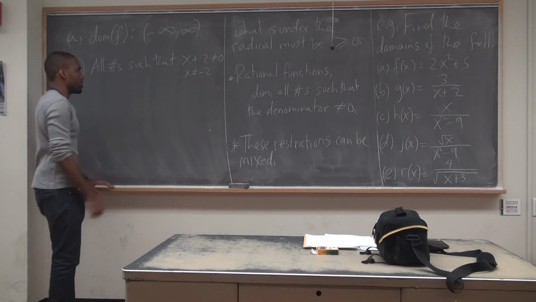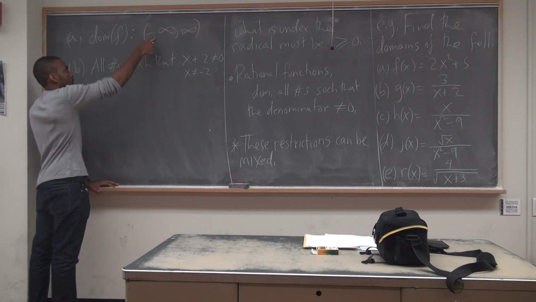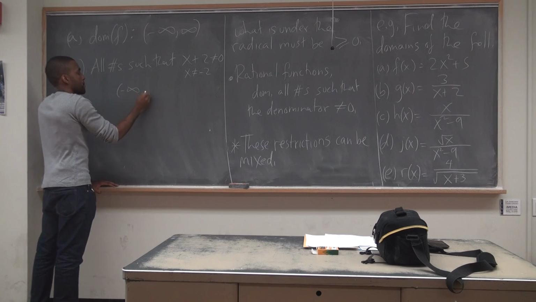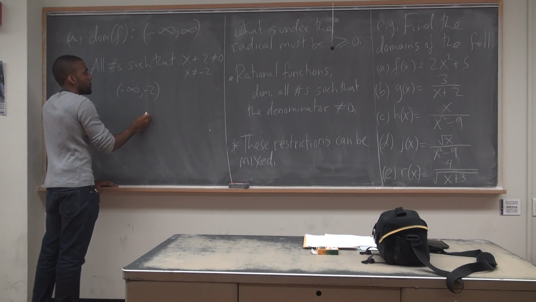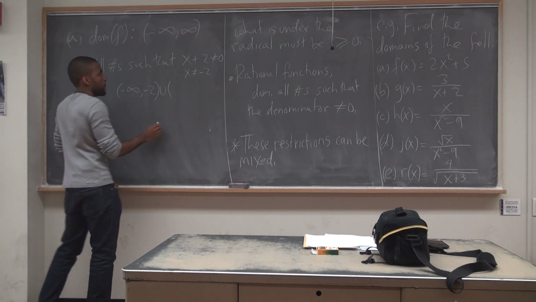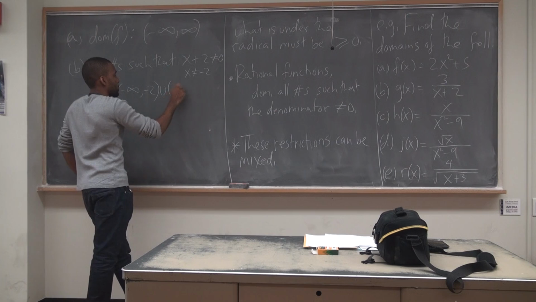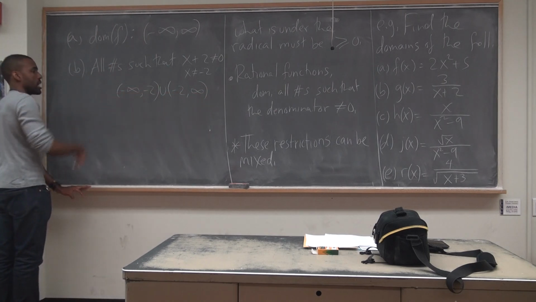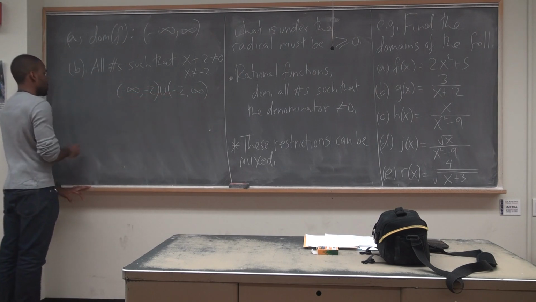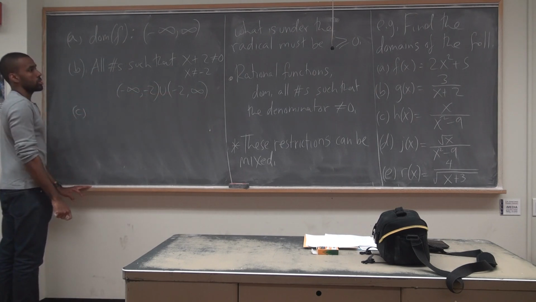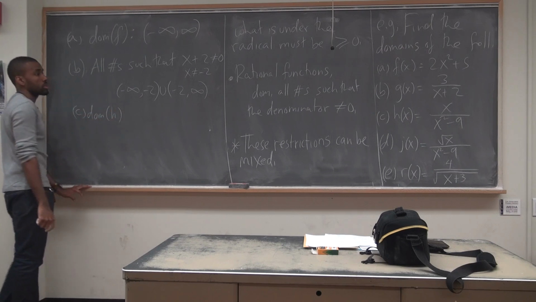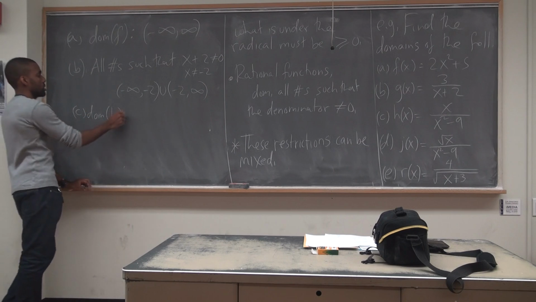Now, how do I write that down as an interval? Negative infinity, comma, negative 2, and then close parentheses, big U, and open parentheses, negative 2 to infinity. Close. So that would be the domain for that one. That covers everything, but negative 2 is not included. C. Its domain is the same exact thing, except everywhere you see negative 2, put 3.